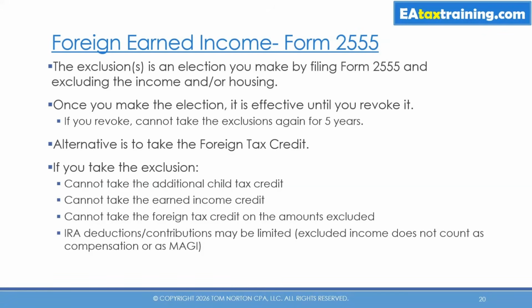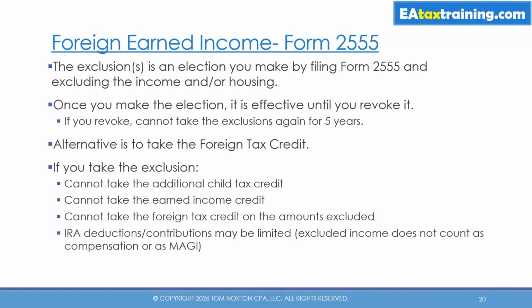The other reason that you might want to not exclude your income is because excluding your income can affect other parts of your tax return. As we've gone through the course, we've talked about all those places where if you file a 2555, you cannot do this. Or when you're looking at adjusted gross income levels, you have to use modified adjusted gross income. Modified adjusted gross income, no matter where it's used, you have to add back any foreign earned income that was excluded. So it can affect all of those items.